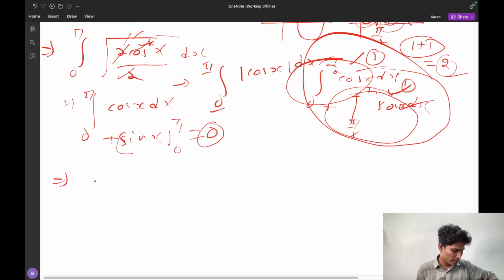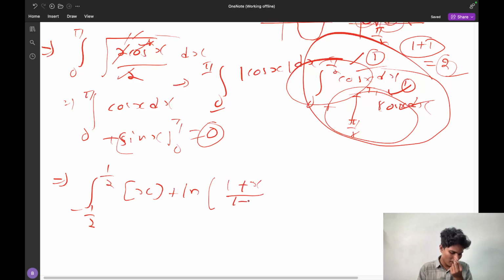And the third one: from minus 1 by 2 to 1 by 2, of the step function of x plus ln of (1 plus x) divided by (1 minus x) dx.